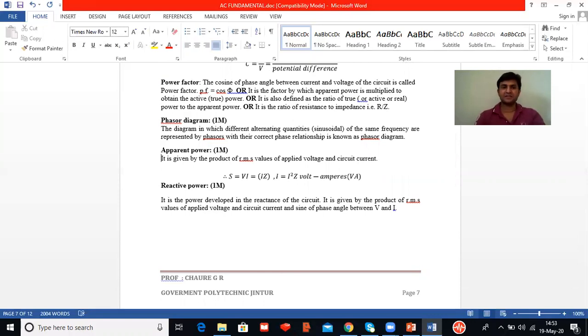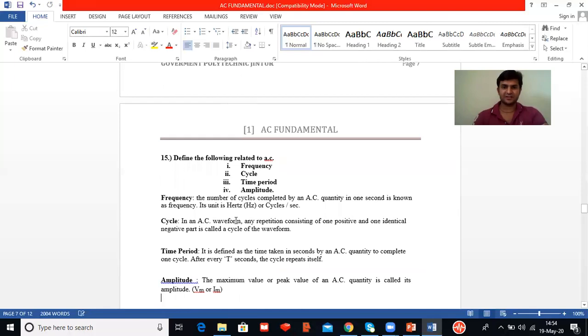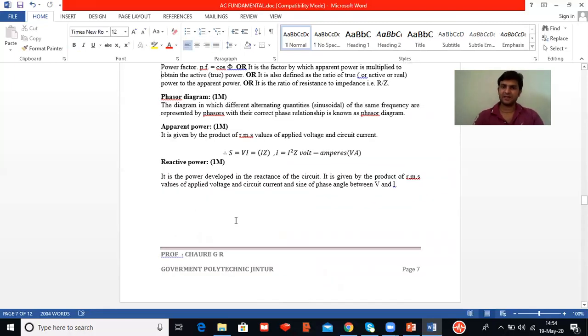Here the power is given. There are three types of powers in an electrical circuit: active power, reactive power and apparent power. Apparent power is given by the product of RMS values of voltage and current, S equals VI. Reactive power is defined as the product of RMS values of applied voltage and circuit current and the sine of the phase angle between voltage and current.